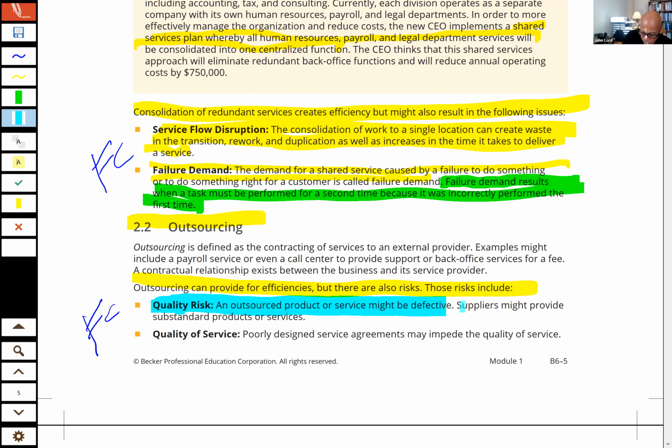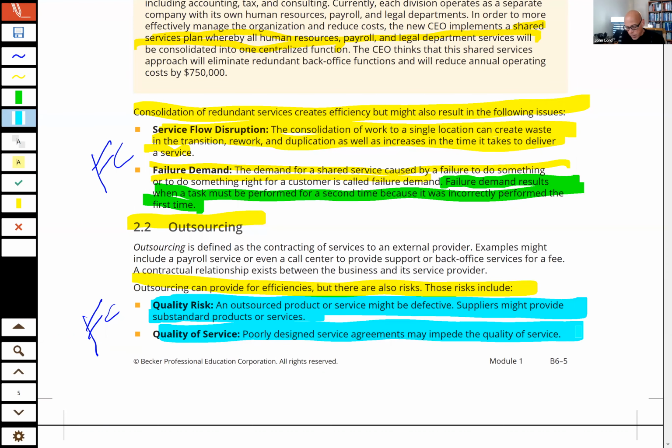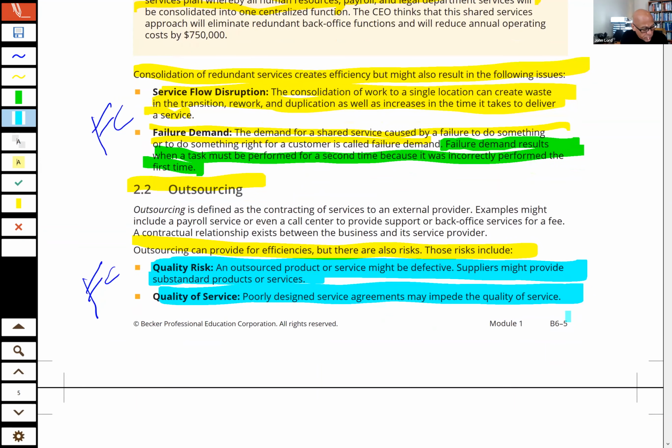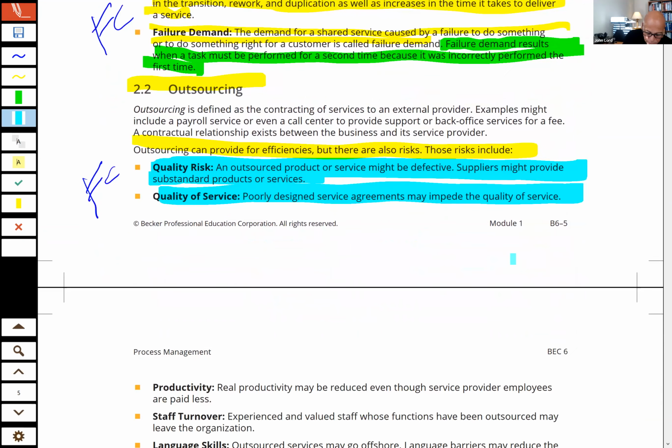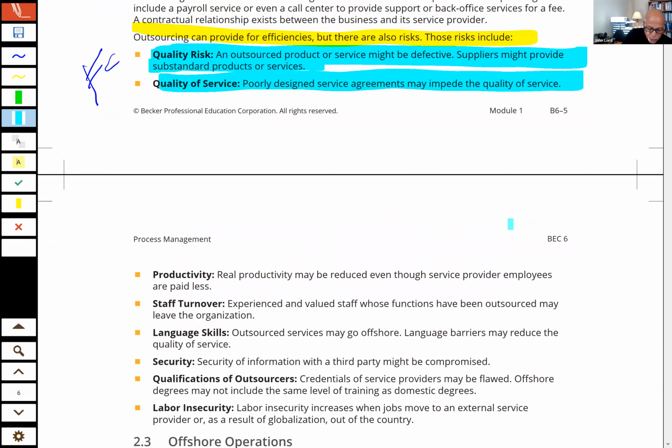Quality risk. If we're outsourcing, suppliers may provide substandard products or services, and then the quality of the service: poorly designed service agreements may impede the quality of service. And so you can flashcard that. So those agreements need to be carefully written to avoid those things. Coming over and continuing that flashcard onto the next page.